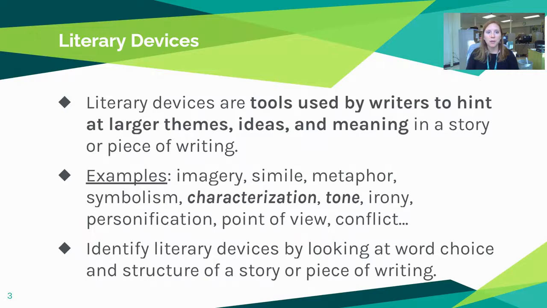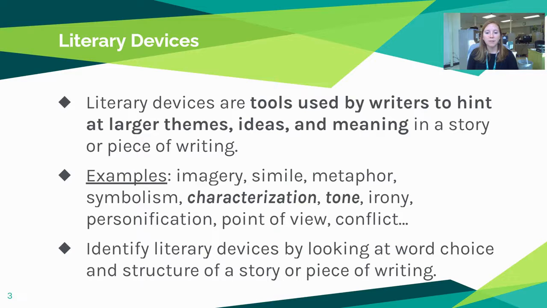Authors develop themes by using literary devices, and this means that they're using tools that hint at these large themes or ideas and meanings in a story. Some examples of these literary devices are imagery, similes and metaphors, symbolism, characterization and tone, which we've just spent a lot of time talking about this unit, irony, personification, point of view, conflict. These are all examples of literary devices that authors use to develop a theme. There are other ones also, but these are some of the main ones.